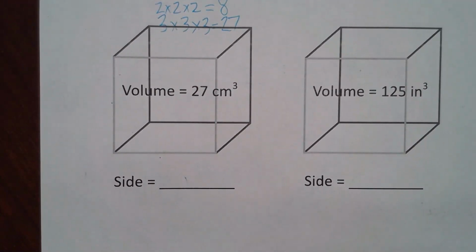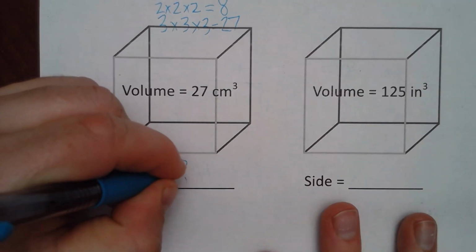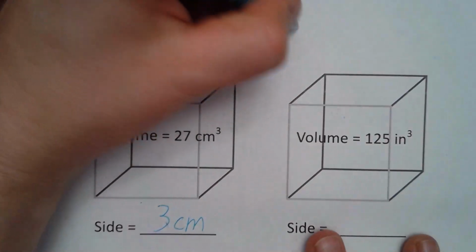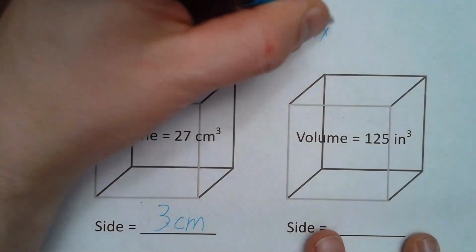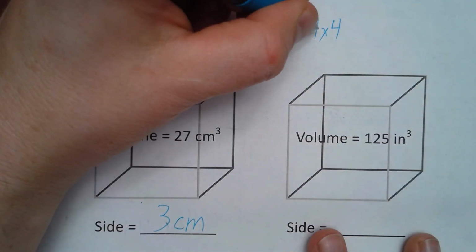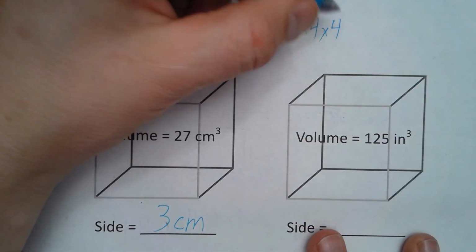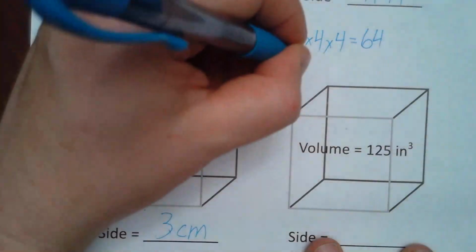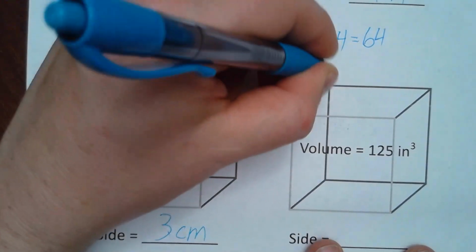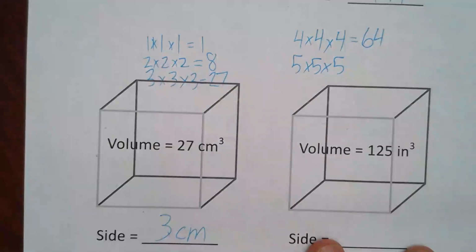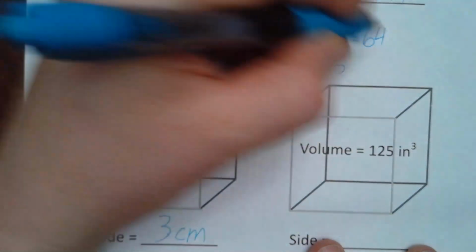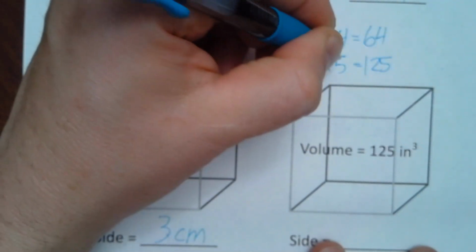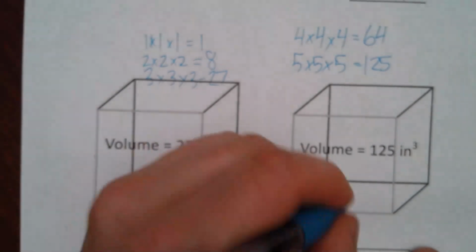These are always going to be super small numbers, friends, because cube roots grow very quickly. We can keep playing with this. 4 times 4 times 4. Well, 4 times 4 is 16. 4 16s is 64. That escalated very quickly. What about 5 times 5 times 5? 5 times 5 is 25. Times 5 is 125. Length times width times height. All the same because it's a cube.